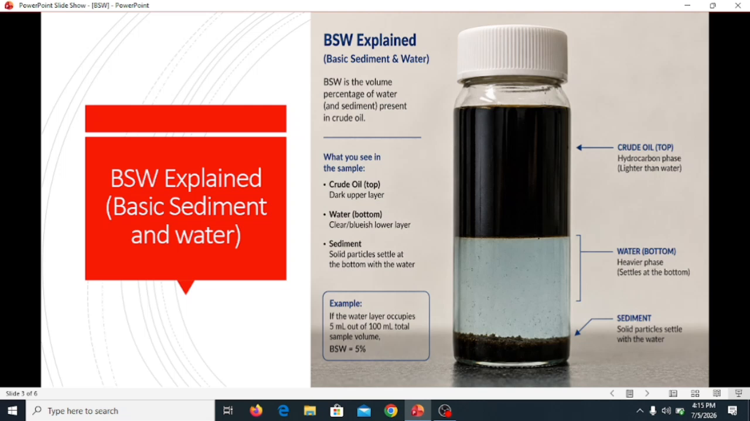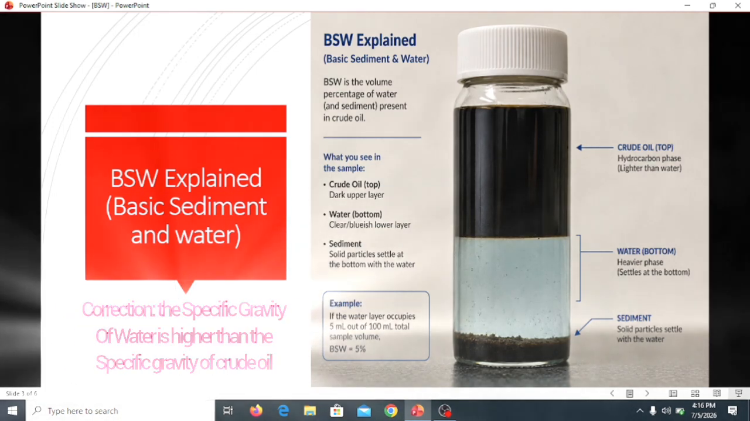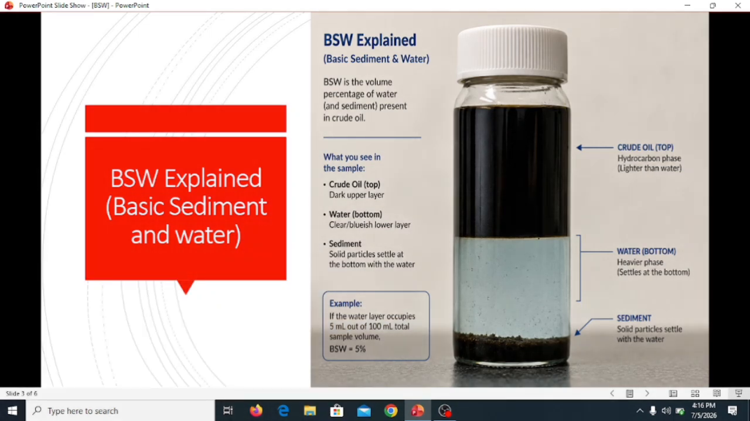So we see here that the water has a high specific gravity, so it has high density, so the water will settle down, while our crude oil that has low density, or you can say low specific gravity, will come up, and of course we know that our sediment will settle down. So this is a crude oil sample that has water. Of course, we know that the specific gravity of water is higher than the specific gravity of crude oil, so the water will settle down.